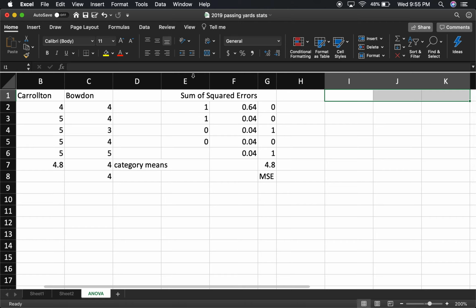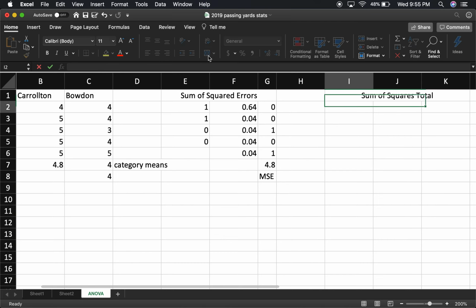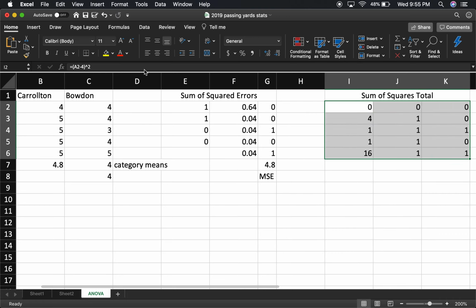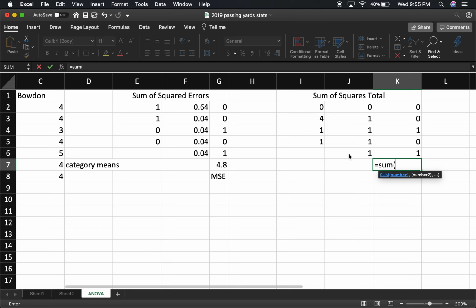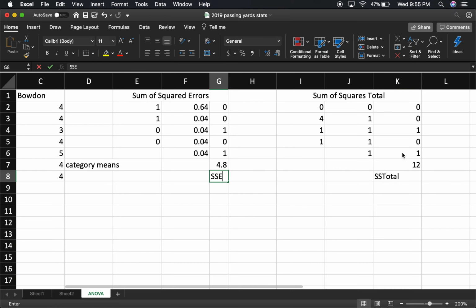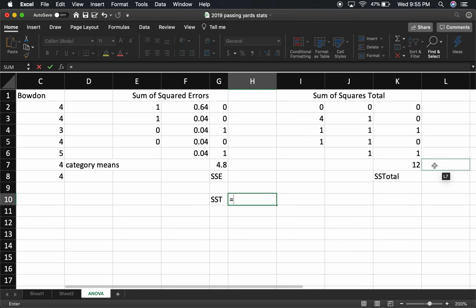The sum of squares total. Do the same thing. Take each data point, they start in A2, minus the overall mean, which is 4, and you square it. And I delete when I don't have any data. Okay, the sum of squares treatment. I take the sum of squares total, subtract the sum of squared errors.